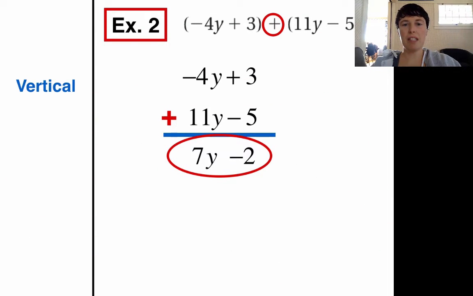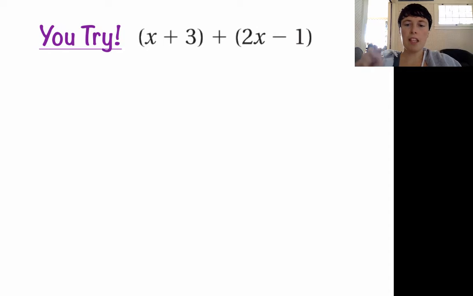That's the vertical method. Now, in class, I really don't care which method you like better and you use. If you like horizontal, that's great. If you like vertical, totally fine too. Just use the one that works for you and makes sense. So I want you to try now. Pick a method that you want to use and see if you can simplify this expression: (x + 3) + (2x - 1). Hit the pause button on your device and go ahead and try this all by yourself.